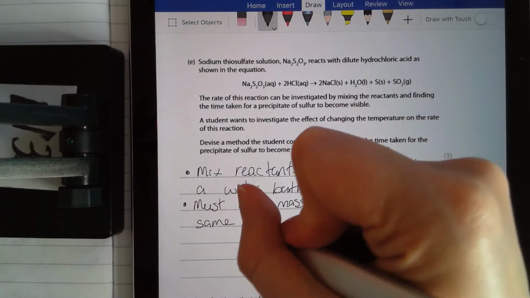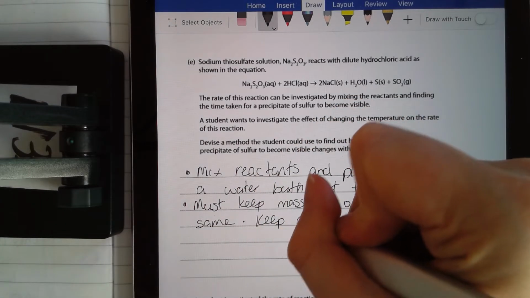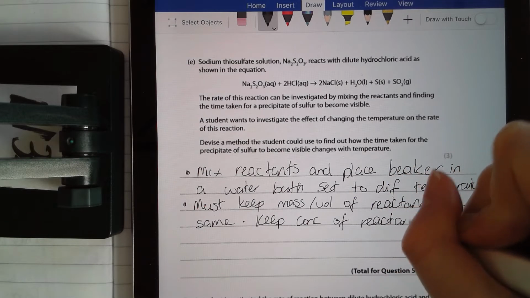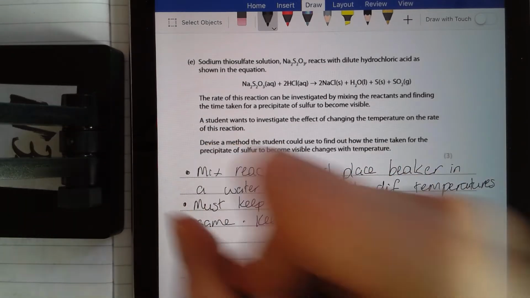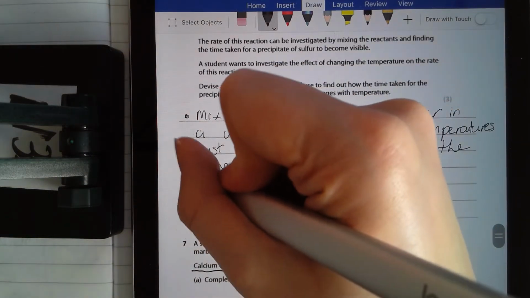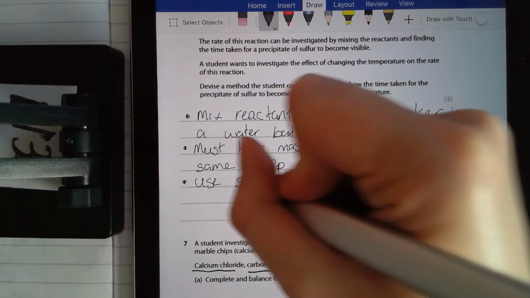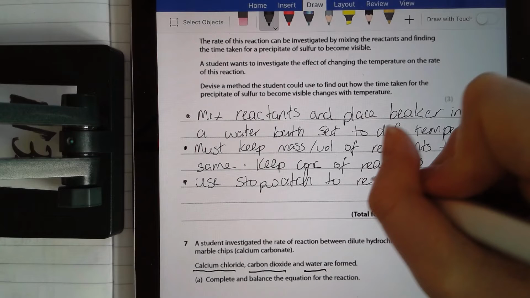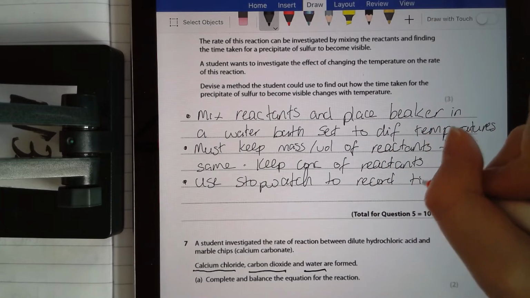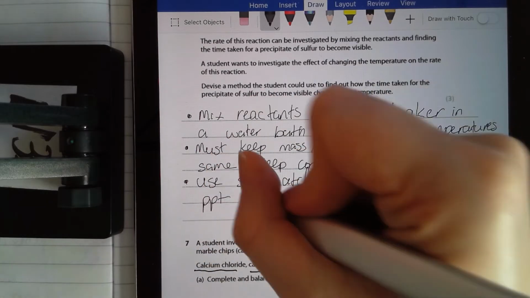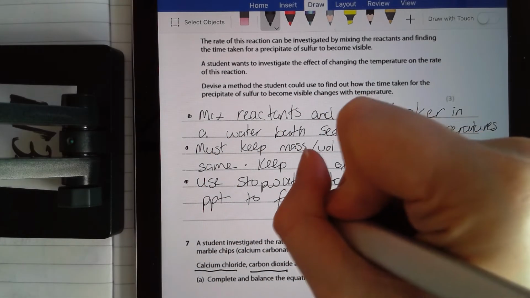You could say keep concentration of reactants the same. You need to give me something that you are going to keep the same. And then you're going to tell me how you're going to do it. And you need to mention time. So say how you're going to record the time. You're going to use a stopwatch to record time for precipitate, which I'm going to abbreviate PBT, to form.